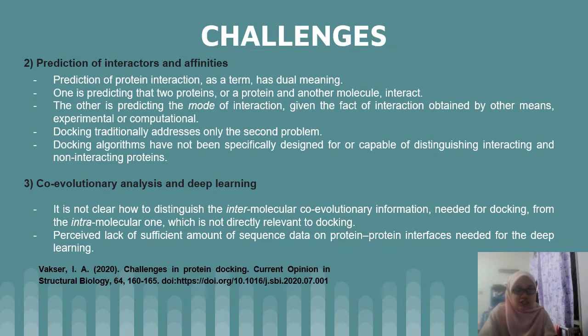So the third challenge is co-evolutionary analysis and deep learning. It is not clear how to distinguish the intermolecular co-evolutionary information needed for docking from the intramolecular one, which is not directly relevant to the docking. There is also a lack of a sufficient amount of sequence data on protein-protein interfaces needed for deep learning.